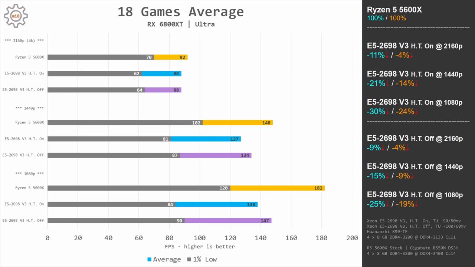Thus, we can see that disabling hyperthreading and further reducing CPU voltage gives a significant punch to the CPU in terms of gaming performance. Still, it is far from enough to be able to compete with or beat Ryzen 5 5600X. Even at 1440p, Xeon E5-2698V3 is still up to 21% slower than Ryzen 5 5600X.